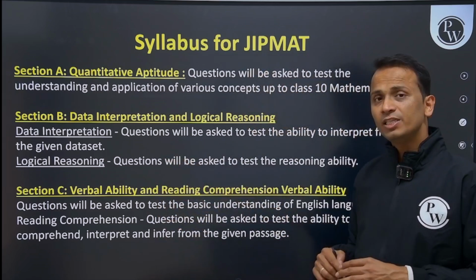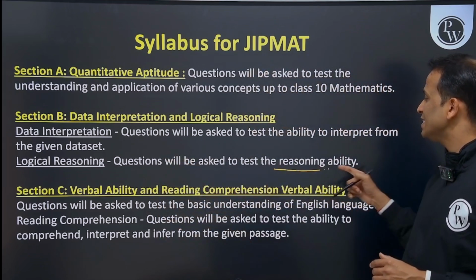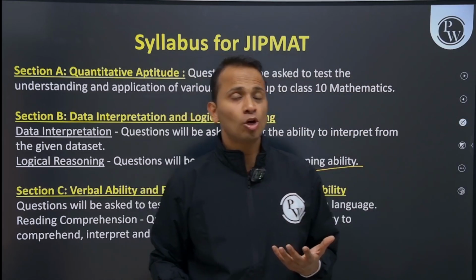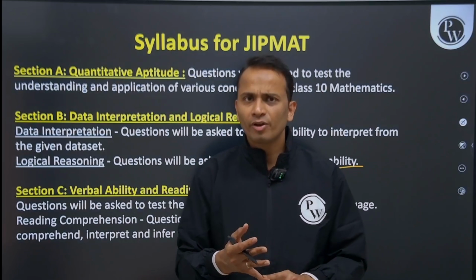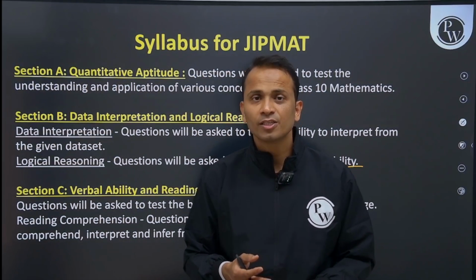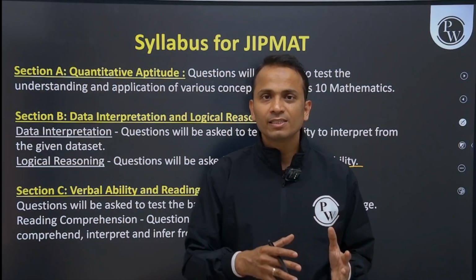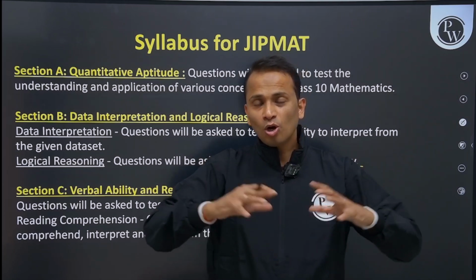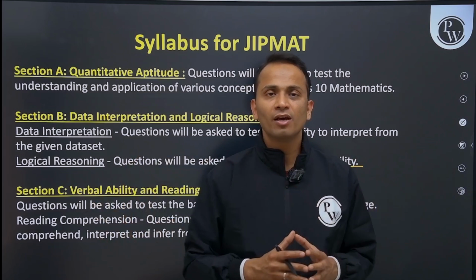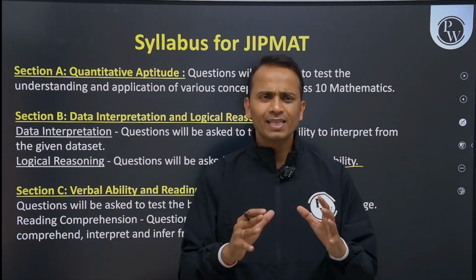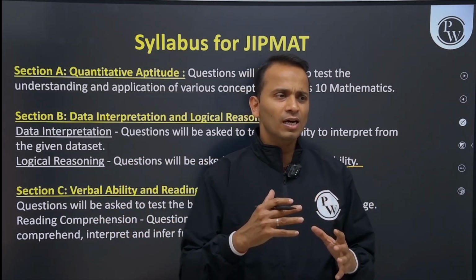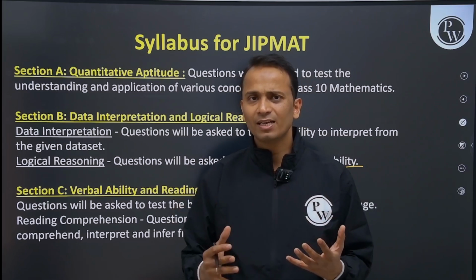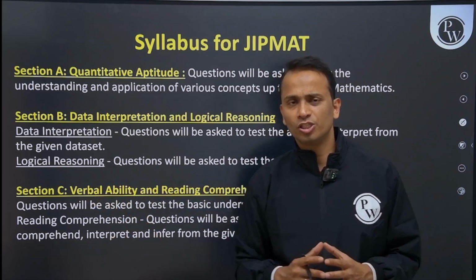Next is logical reasoning. The questions will be asked to test the reasoning ability of a student. The different topics will start from blood relations, direction sense, coding decoding, series, input output, odd one out, Venn diagrams. So all these things will comprise logical reasoning skills, and anything that involves out of the box thinking, your reasoning skills will be tested in that. All these questions can be a part of logical reasoning.